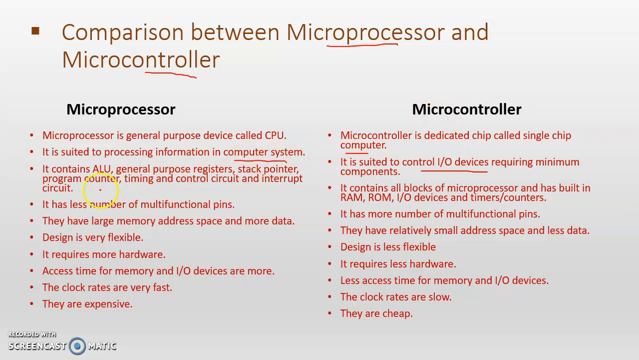The processor contains ALU, general purpose register, stack pointer, program counter, timing and control circuit, interrupt circuits. These are the components. The microcontroller contains all the blocks which are present in the microprocessor and has built-in RAM, ROM, input output devices and timer. So these are already present. The controller has a larger number of multifunction pins, while the processor contains fewer multifunctional pins. The processor has a large memory address space and more data.